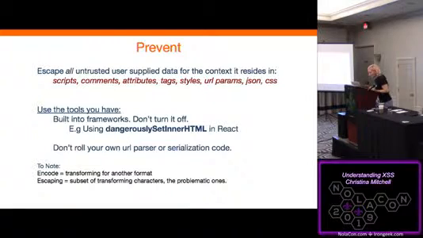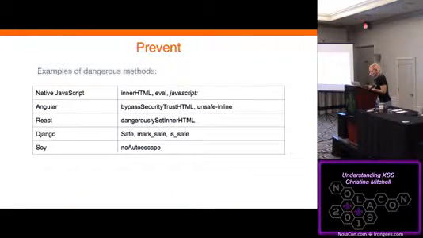So don't do that. All right. Don't use raw HTML methods, or don't disable encoding with your environment. Here are a couple examples. Native JavaScript, you've got innerHTML, eval, or just directly using the JavaScript protocol. Angular has a couple others, like bypass security. Soy has one called no auto escape. I'm sure there are a ton of other ones, but these are the ones I knew off the top of my head.